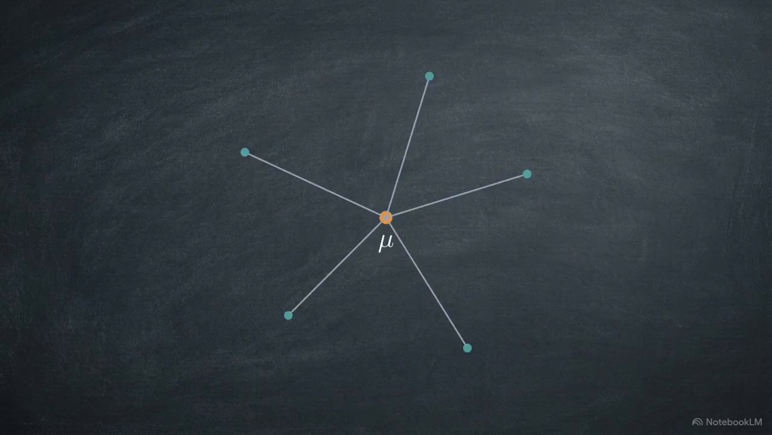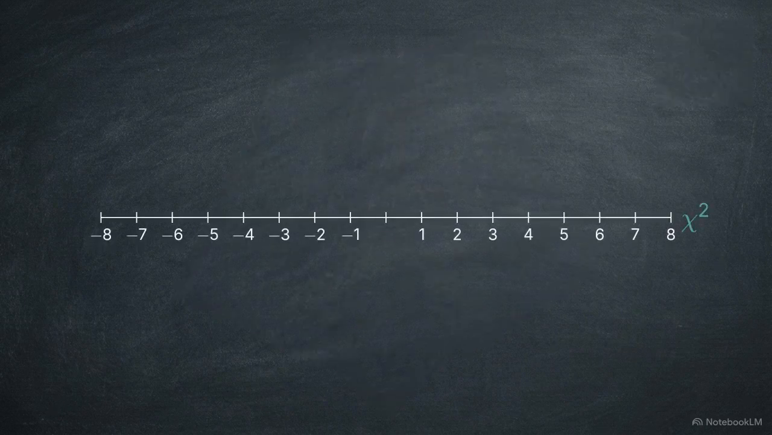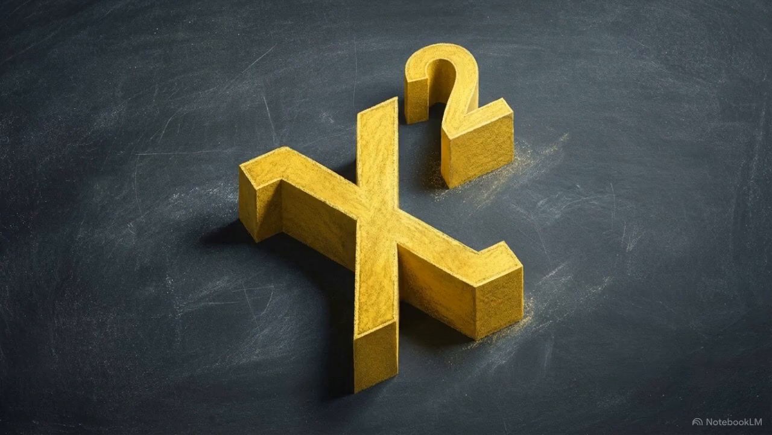Variance measures physical distance from an average. Because you square those distances, the resulting value hits a hard boundary. It can be 0 or positive, but it can never drop below 0 into negative numbers. This hard floor at 0 requires a specific probability model to govern the math. We call it the chi-square distribution.